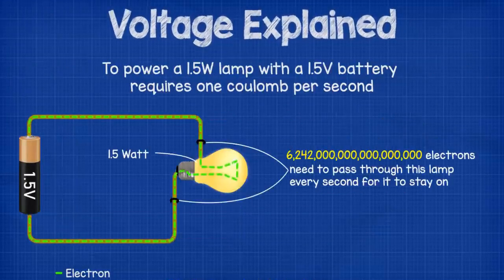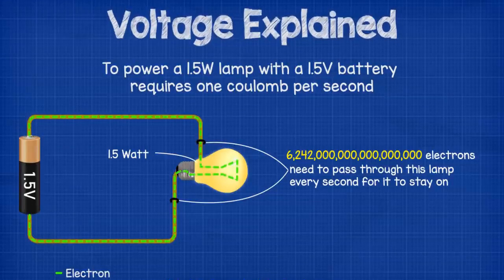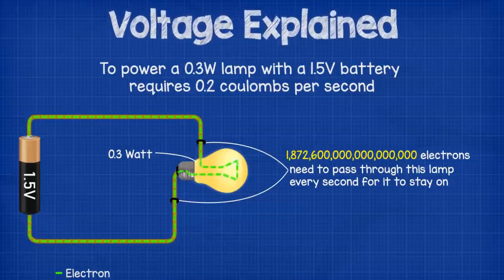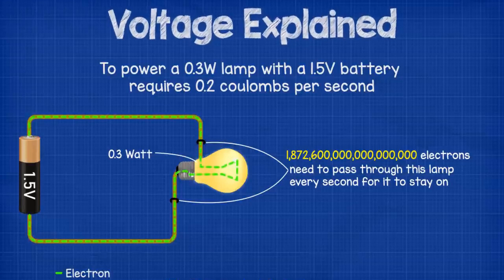That's still a little confusing, so another way to explain this is that to power this 1.5 watt lamp with a 1.5 volt battery would require 1 coulomb, or 6,242 quadrillion electrons, to flow from the battery and through the lamp every second for it to stay on. To power this 0.3 watt lamp with a 1.5 volt battery would require 0.2 coulombs, or approximately 1,872 quadrillion 600 trillion electrons, to flow from the battery and through the lamp every second for it to stay on.